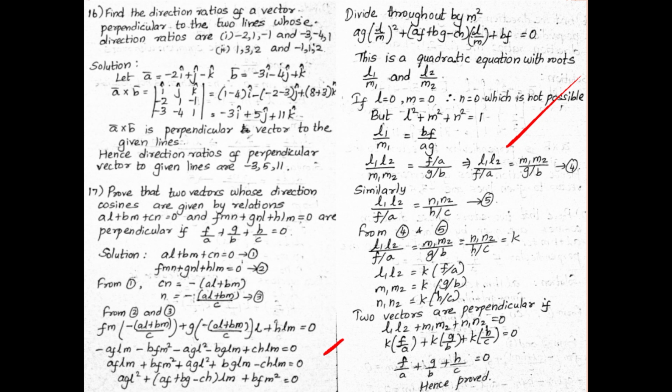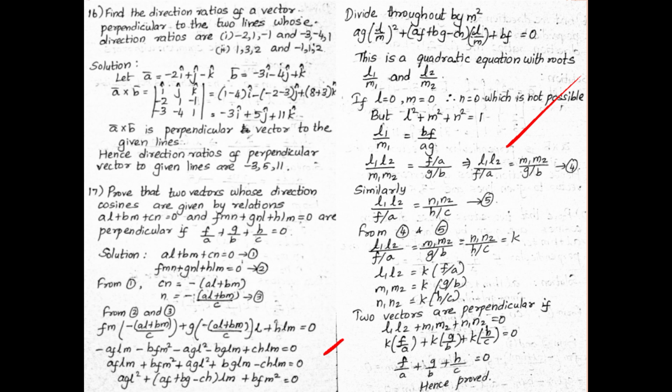Therefore, L1 L2 upon M1 M2 is equal to BF upon AG, which is equal to F upon A upon G upon B. This implies L1 L2 upon F upon A is equal to M1 M2 upon G upon B. This is the fourth equation. Similarly, we get L1 L2 upon F upon A is equal to N1 N2 upon H upon C. This is the fifth equation. From 4 and 5, we get L1 L2 upon F upon A is equal to M1 M2 upon G upon B is equal to N1 N2 upon H upon C is equal to K.